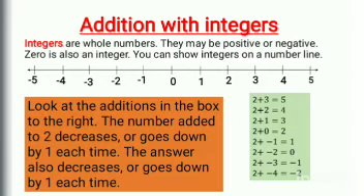Now, first of all, integers, they are all numbers. So they may be positive or negative. So 0 is also an integer. Now let's look at this number line. You can show integers on a number line.